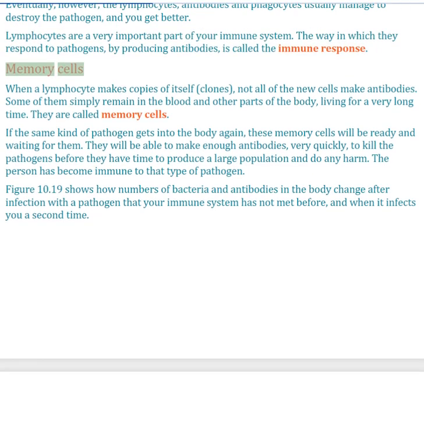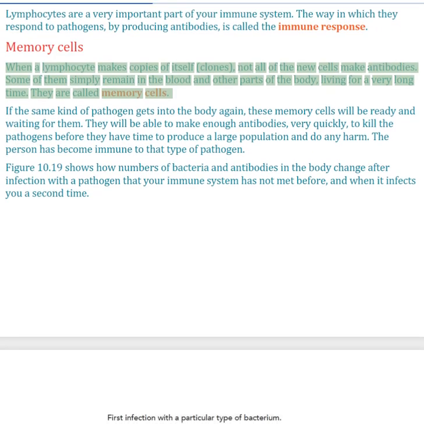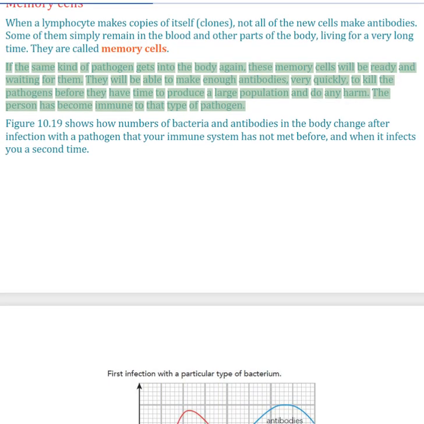Memory cells. When a lymphocyte makes copies of itself, not all of the new cells make antibodies. Some of them simply remain in the blood and other parts of the body, living for a very long time. They are called memory cells. If the same kind of pathogen gets into the body again, these memory cells will be ready and waiting for them. They will be able to make enough antibodies, very quickly, to kill the pathogens before they have time to produce a large population and do any harm. The person has become immune to that type of pathogen.